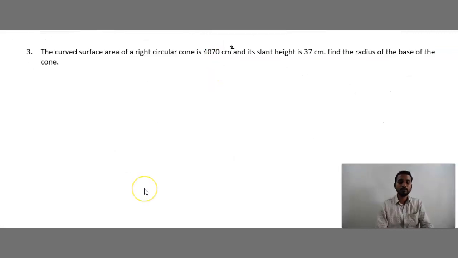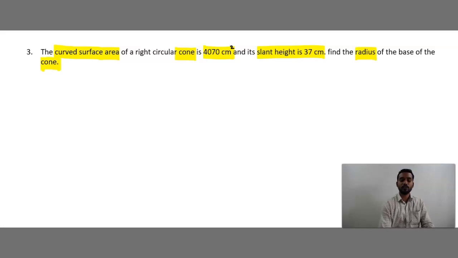Next question. Curved surface area of a right circular cone is 4070 cm square and its slant height is 37 cm. Find the radius of the base of the cone. Okay, so what has he given? He has given the curved surface area of the circular cone. How much is it? 4070 cm square. Centimeter square means area. And slant height 37 cm. And he is asking us to find the radius of the cone. Fine. So what is the curved surface area of a cone?